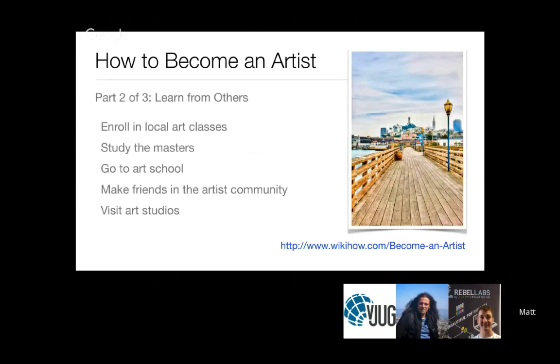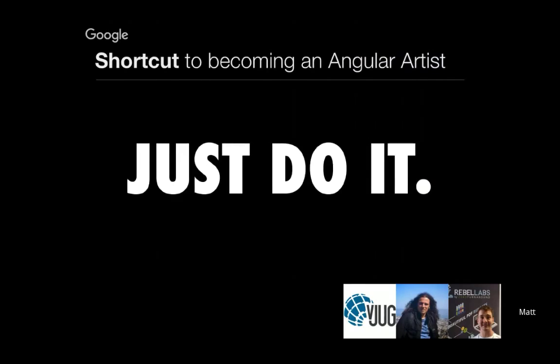So how to become an artist, part 2 is learn from others. So y'all did that in this one. That's pretty cool. But there's also a shortcut, and that is just do it. Start developing even simple apps or apps that you want to do and start playing around with it. Maybe try to do a POC with it just for some sort of UI that you're developing at your company or for a client. And I think that's the best way to learn.